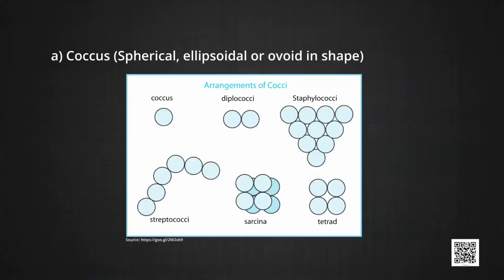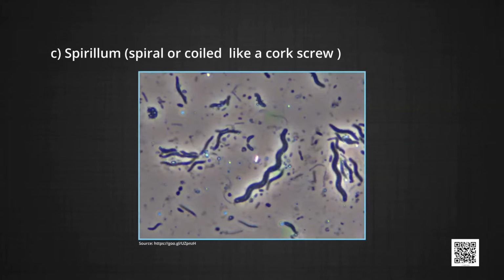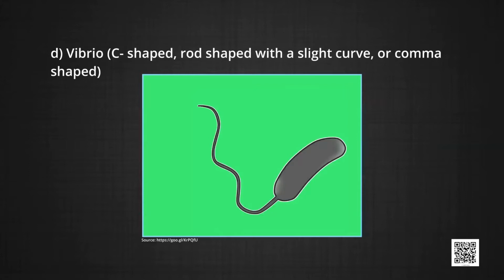According to the shape of bacteria, they can be grouped under four categories. First, coccus means spherical, ellipsoidal or ovoid in shape. Bacillus means straight, rod shaped or cylindrical. Third, spirillum means spiral or coiled like a corkscrew. Fourth, vibrio means C-shaped, rod shaped with a slight curve, or just like a comma shape.